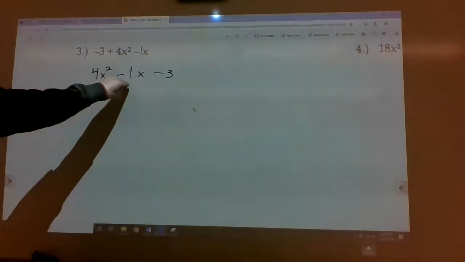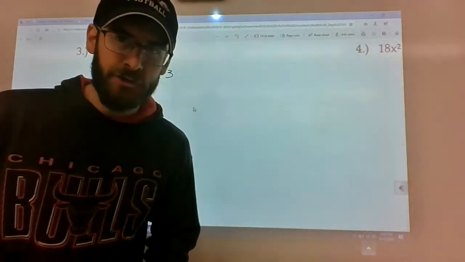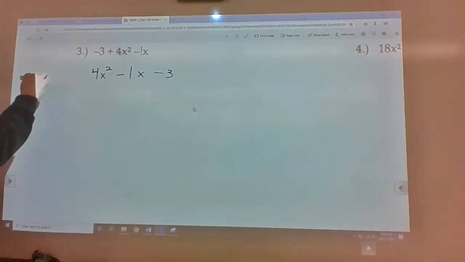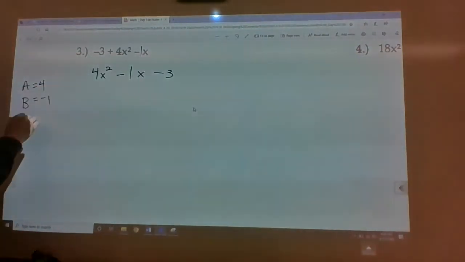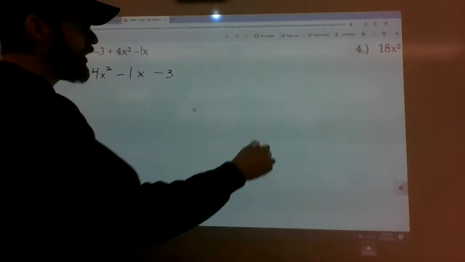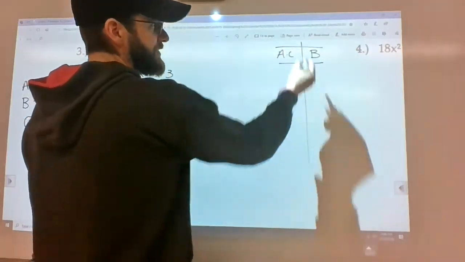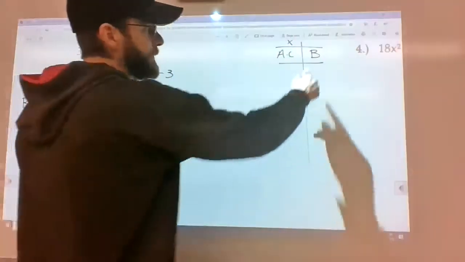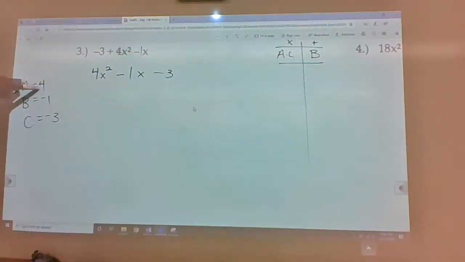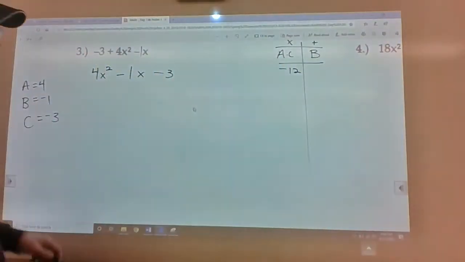Okay, then identify your A, B, C. You don't have to write this step down, but it might be helpful if you're having trouble managing the steps. So A is 4, B is negative 1, C is negative 3. All right, then we make our chart. AC is A times C. So this is the multiplication column. B is just what factors of this add up to B. So AC is 4 times negative 3, which is negative 12. Our B is negative 1.